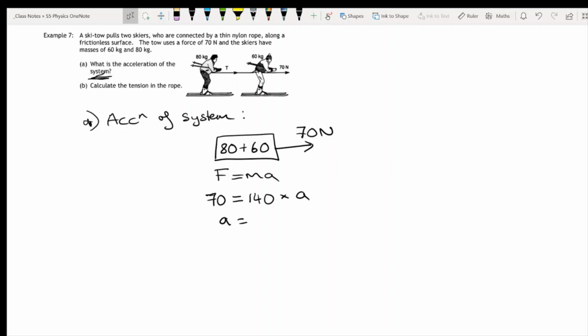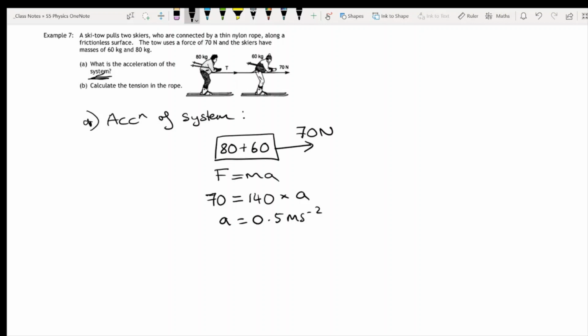So the acceleration is going to be 0.5 meters per second squared. Okay. So if there's two things tied together, two bodies, two blocks, two people, then the first thing to do is find the acceleration of the entire system. So just lump them together as one big mass and find the acceleration of the entire system. Because if we do that, they're both traveling at the same acceleration because they're tied together.